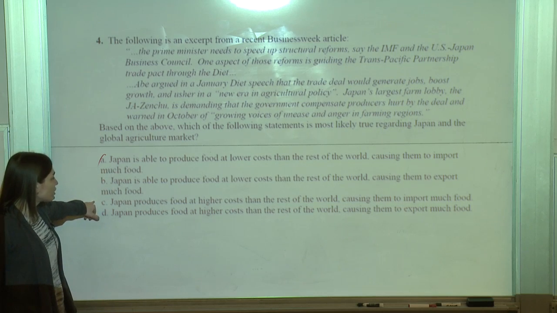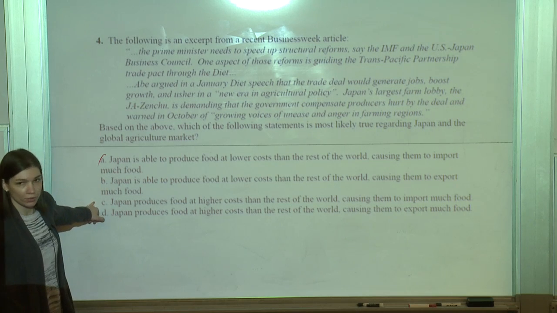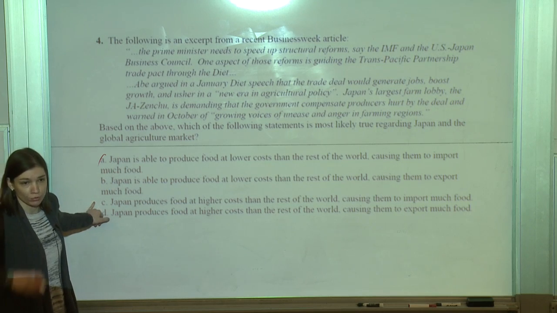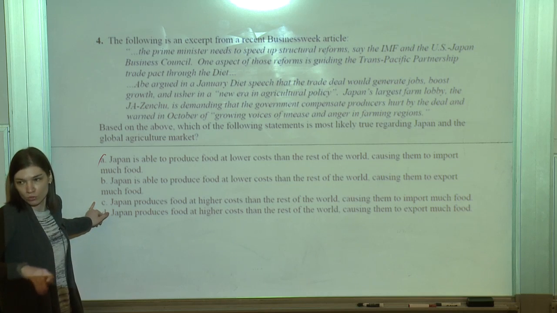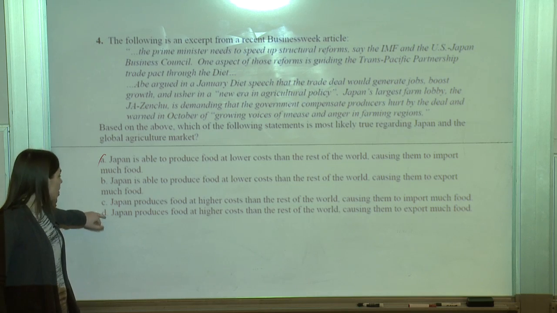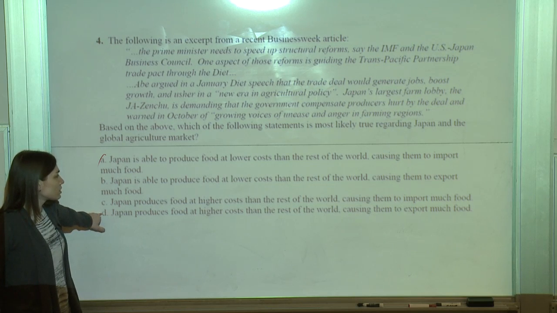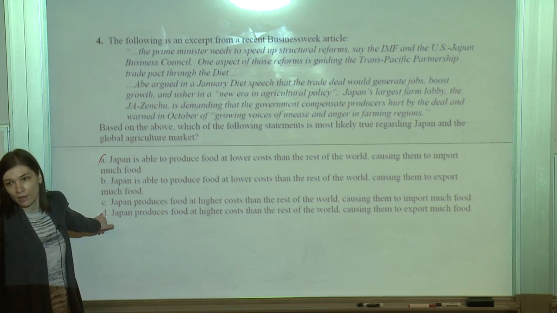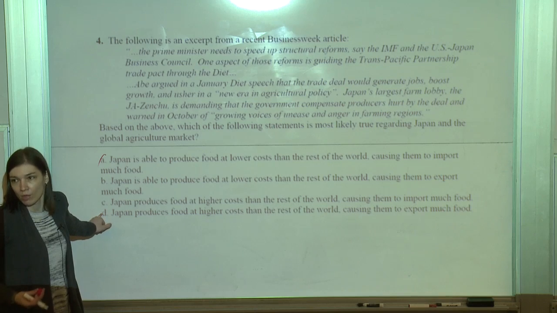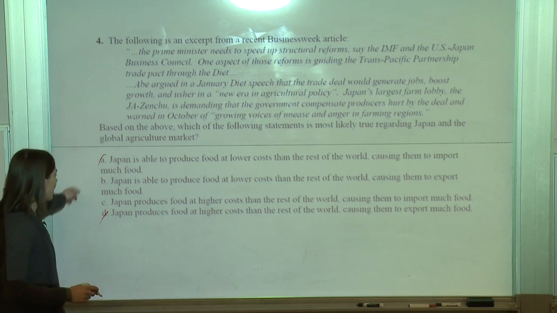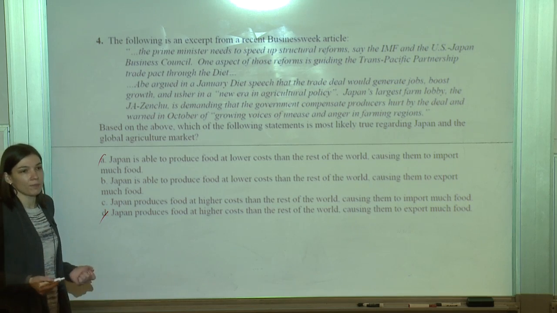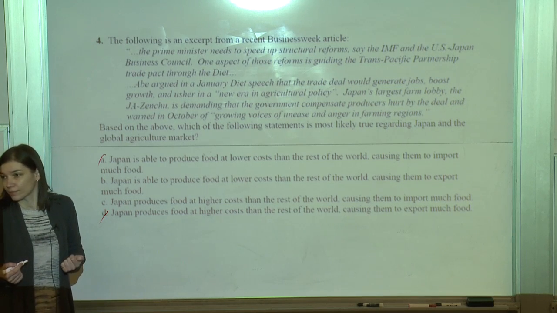It produces at higher costs, causing them to import. That also could be true, right? When domestic production is expensive, then you need to import. They produce at higher cost, causing them to export. If they produce at higher cost, there's no way for them to export. So it's those two options that we need to consider, and in only one of those two are Japanese farmers going to be hurt.